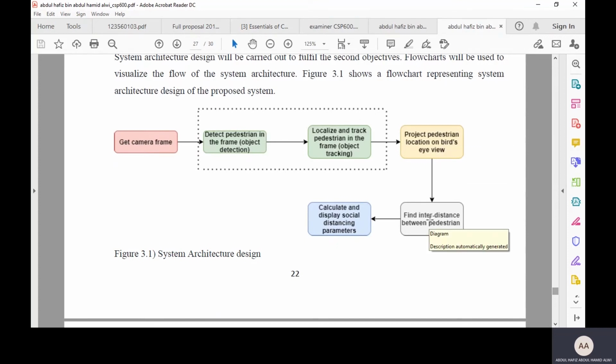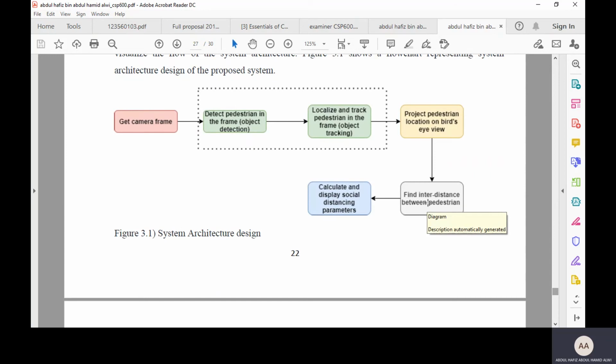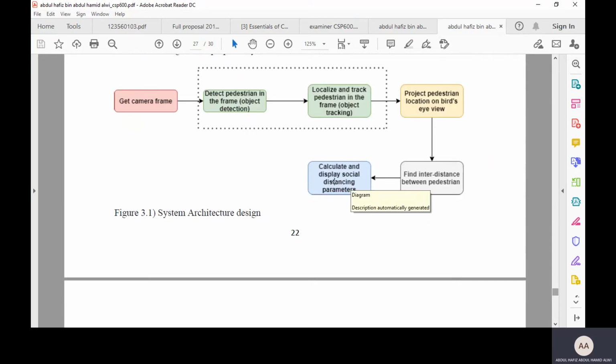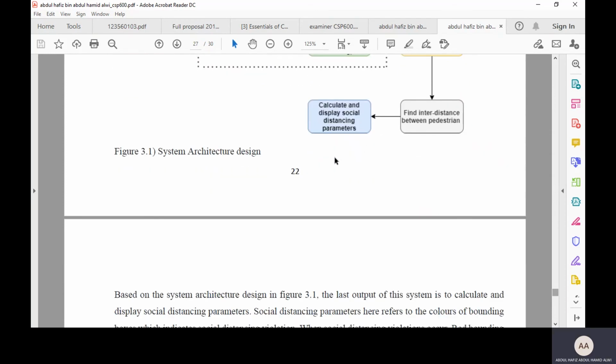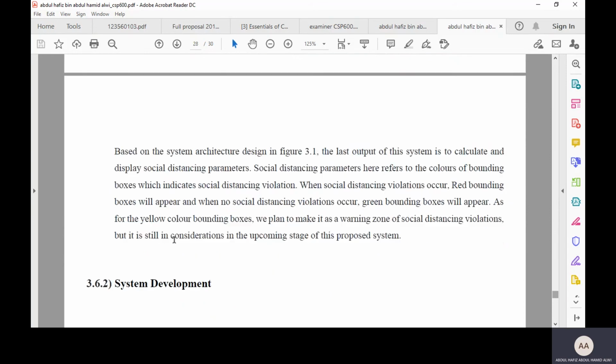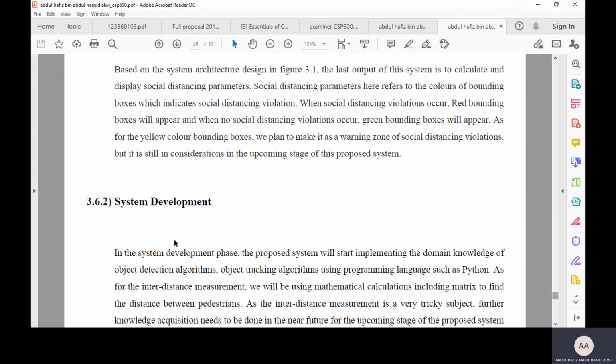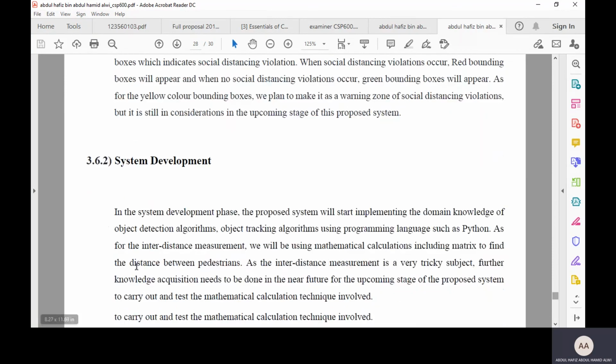And then find the interdistance between pedestrians. This is to detect the social distancing parameters. And then the last one, calculate and display social distancing parameters. So this means that if a social distancing violation occurs, we will give a red bounding box, and if no violation occurs, we will use a green bounding box. And if we see that there is a warning that is likely to happen, we might use yellow as a warning, but we are still reviewing it and will see how we redo it at a later stage.